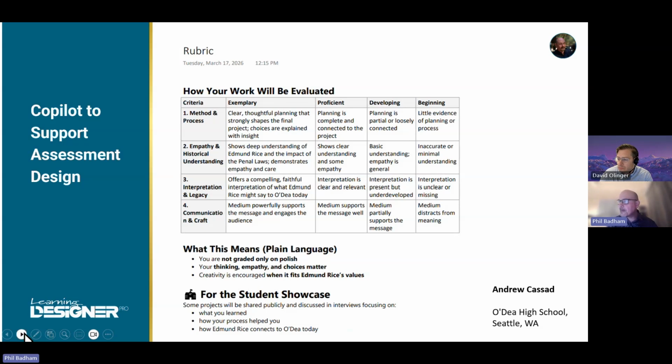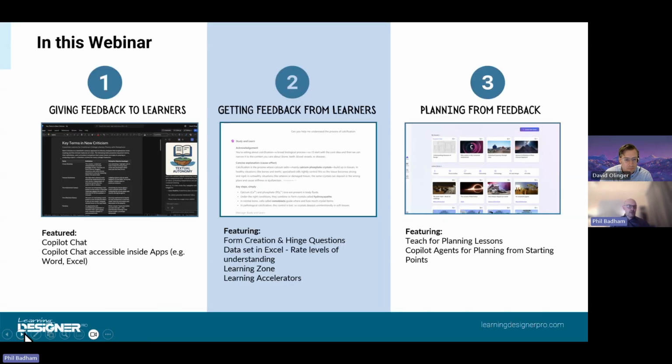So now we're going to move on a little bit from seeing how Copilot can support giving feedback to learners to how it can take lots of data points from the work that we're producing in the classroom. So what we're going to have a look at now is the ways in which teachers can get information from students and how AI might support in that.